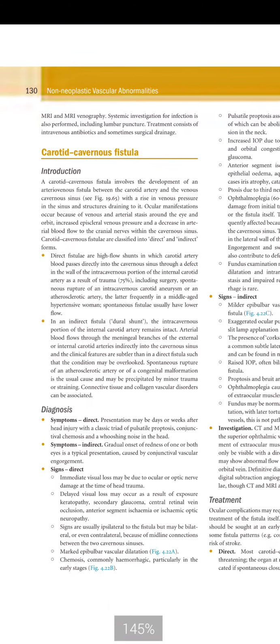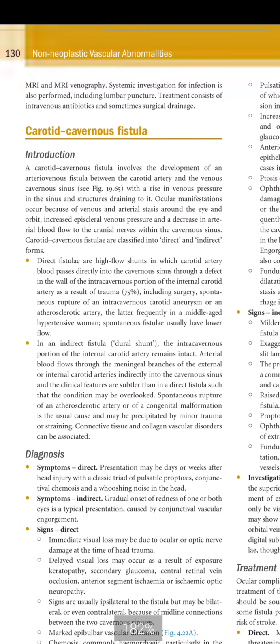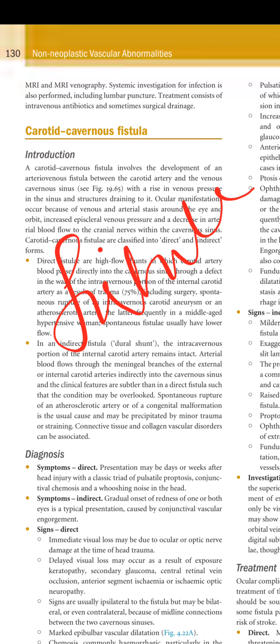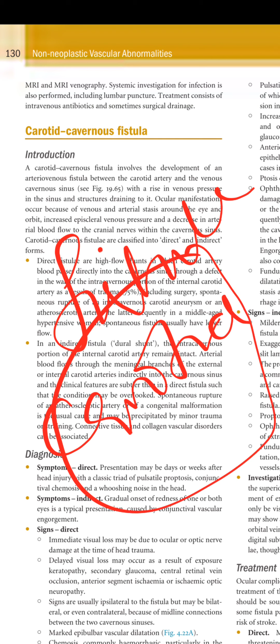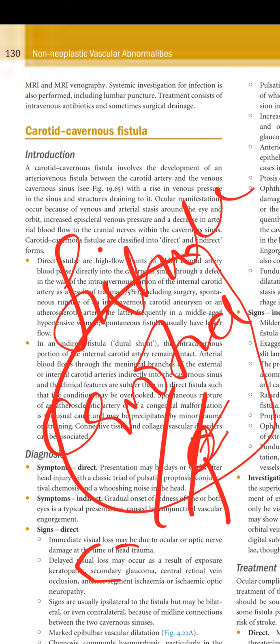So, carotid cavernous fistula, very simple, is that there is a fistula formation. Fistula is basically an abnormal connection between two bodies. So you know that a carotid artery passes through the cavernous sinus, and whenever there is a connection between them and there is an opening between them, this is called a carotid cavernous fistula.